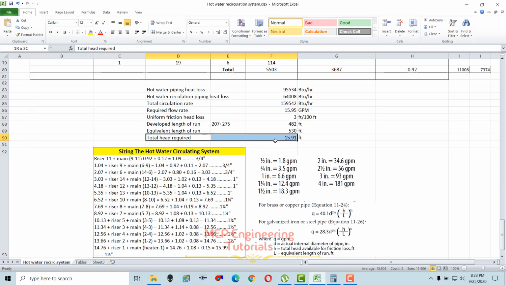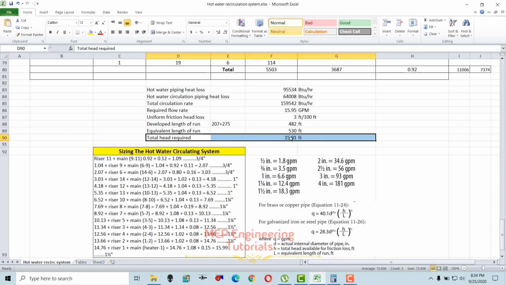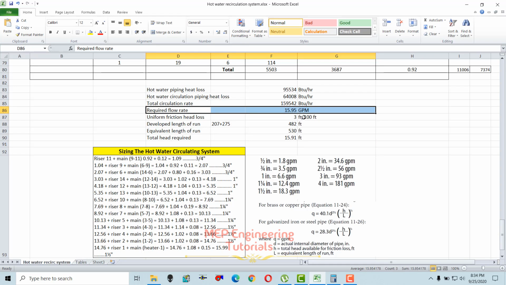So if you want to calculate the head required now for the recirculation system, how will you get that? You just need to multiply this uniform head loss with the equivalent length which we have calculated here, divided by 100. You will get the head. So the head required for the recirculation system is 15.91 feet. That means 16 feet head is required for the recirculation system. And GPM we already calculated, that is 16 GPM.